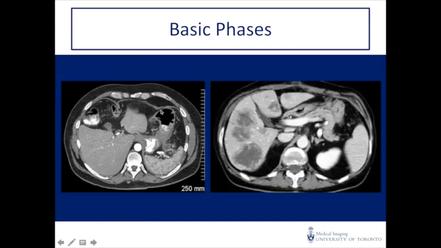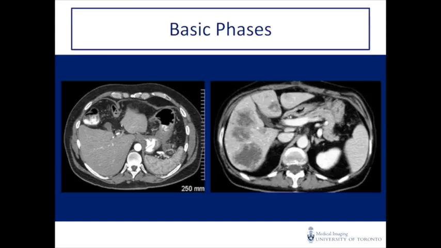On the left here we have an example of an arterial phase image. The aorta is here, and it's very bright because most of the contrast is within the arterial system. There are other clues that you can look for to determine what phase you are in when looking at an abdominal CT, such as the appearance of some of the organs, mainly the kidneys and the spleen.